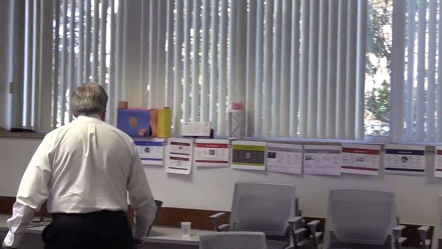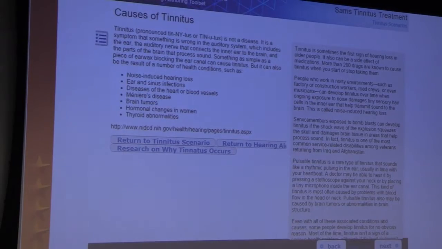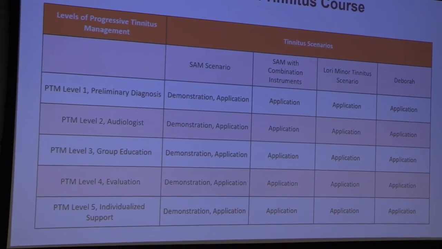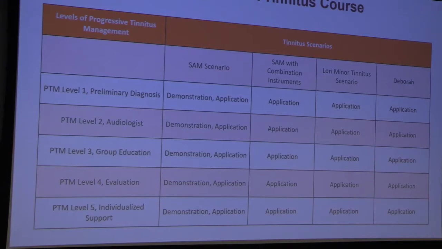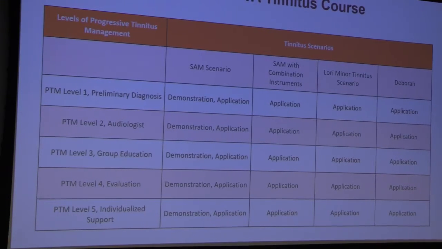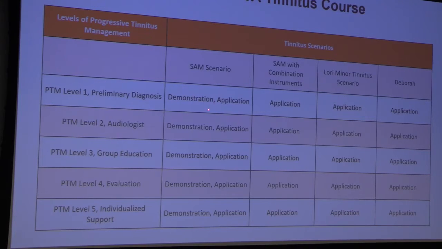So for our instructional design, having in mind these component tasks, this is the overall instructional design for the course, all right? So these are the levels of progressive tinnitus management. We've got level 1, preliminary diagnosis, level 2, the audiologist, level 3, group education, level 4, evaluation, level 5, individualized support. So with our first scenario, or our first real task, we have the SAM scenario. We're going to provide demonstration and application through all 5 of these.